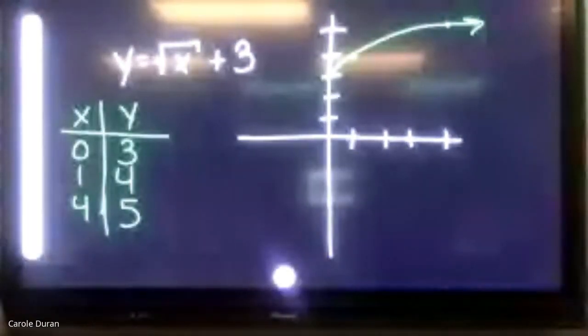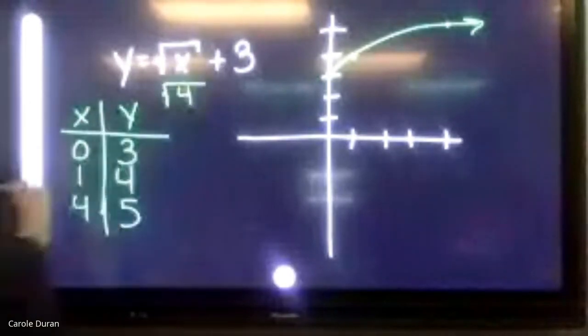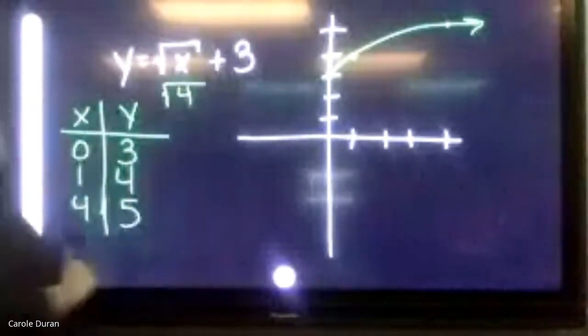Questions, concerns, or issues on that one? Yes. How did you get 5? I plugged 4 in here. I get the square root of 4, which is what? Oh, okay. And then I added 3 to it. Yep.